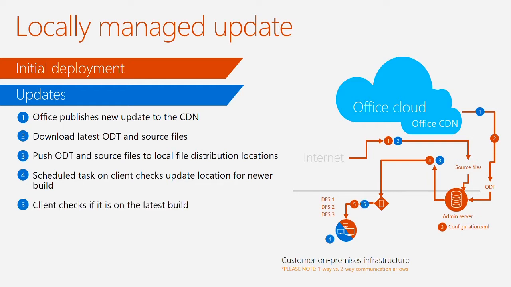The client will always check on its scheduled task, and it will always go to where you tell it to look. So what happens is, as an IT admin, you download them, I package them. As soon as I push them out to the file locations, the client will check that file location and say, is there a newer, larger build number? If there is, I will install it. So from a client perspective, it's very automated.